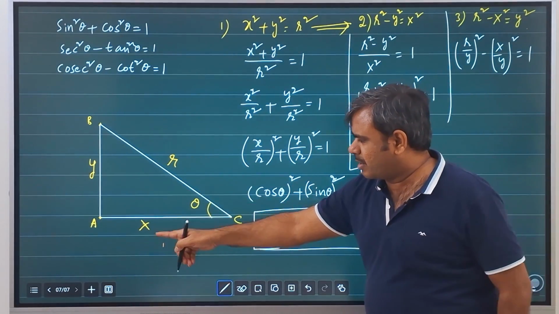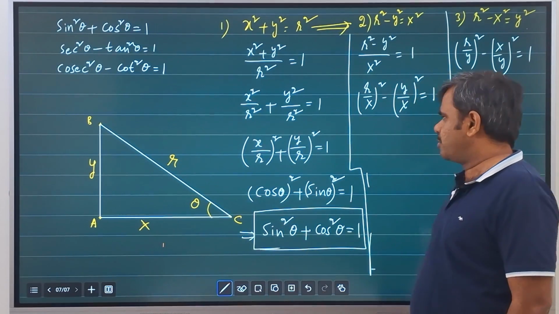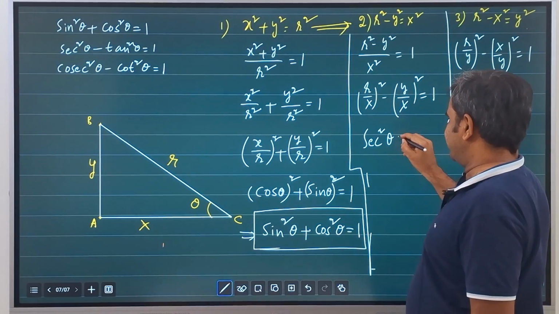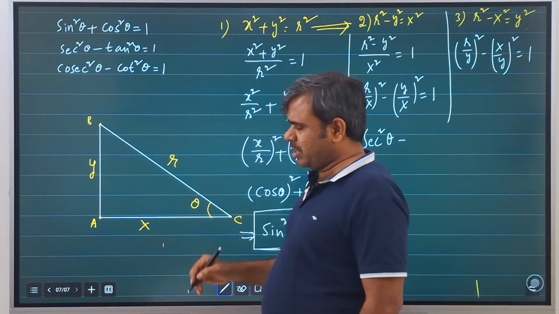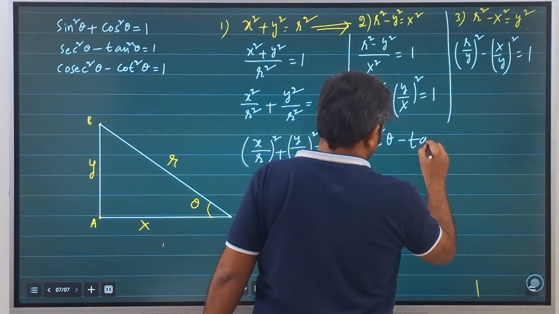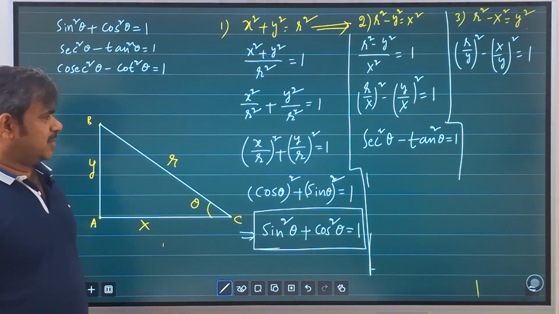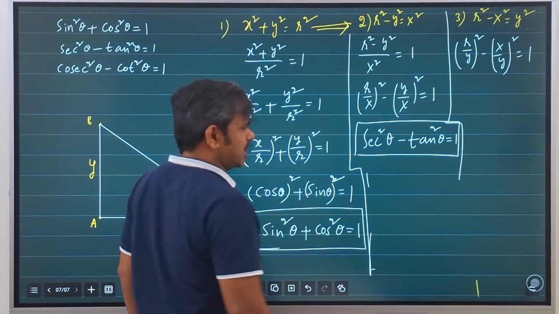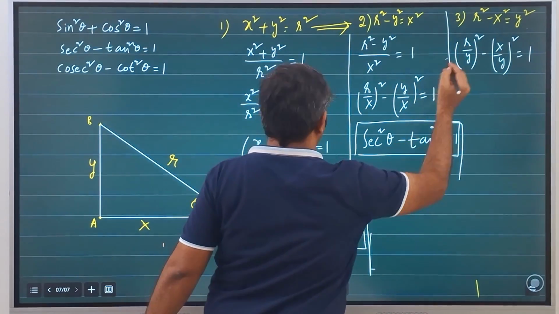In the figure, x by r is cos theta, its reciprocal r by x is secant theta. So you can write this as secant theta whole square or secant square theta. Similarly, y by x is tan theta, so y by x whole square is tan theta whole square or tan square theta. So secant square theta minus tan square theta is equal to 1. That's the second identity.